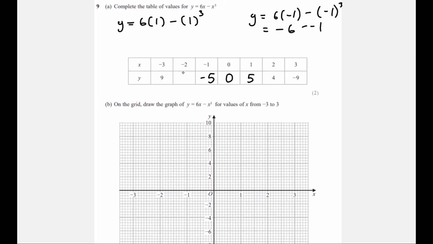And negative 2 is probably going to be negative 4. Let's just check it out. So 6 times negative 2, take away negative 2 cubed. 6 times negative 2 is negative 12. Then we're taking away negative 2 cubed, which is going to be negative 8. So negative 12 plus 8, negative 4.